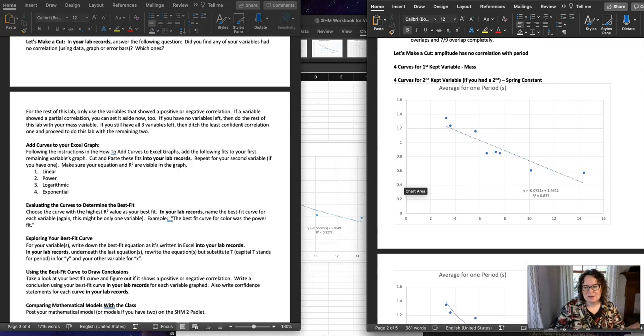I am back and I have taken some data on spring constant, okay? And done the 4 fits for spring constant for this old data that I had. You might just have data for mass. You might have data for spring constant and mass.